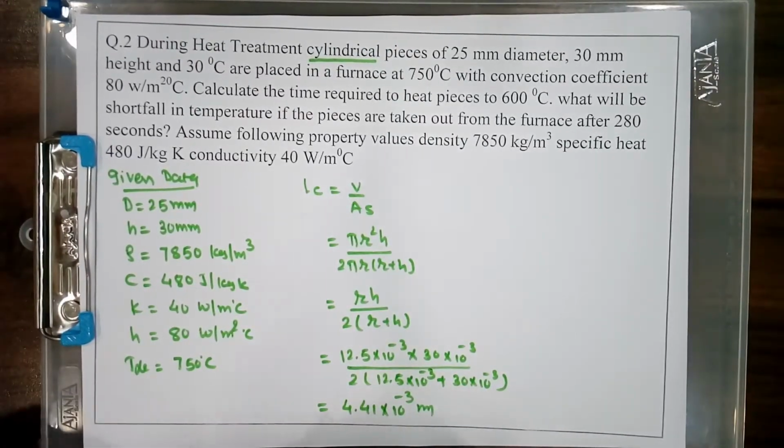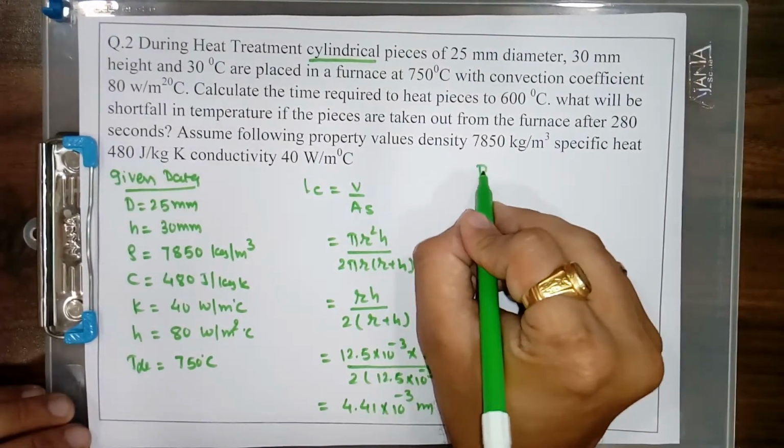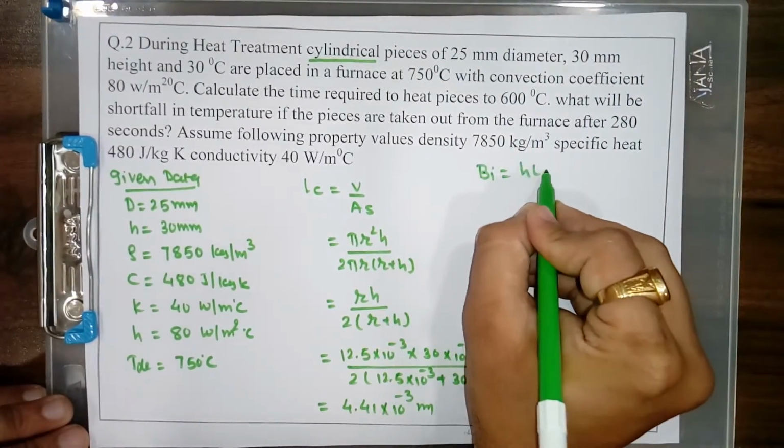Now we need to go for the calculation of the Biot number. So Biot number is H LC by K.